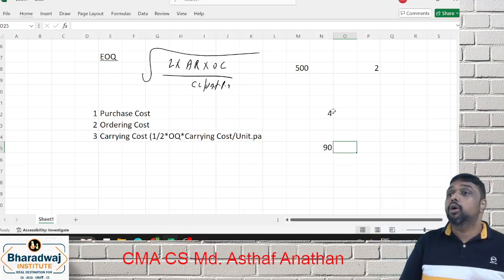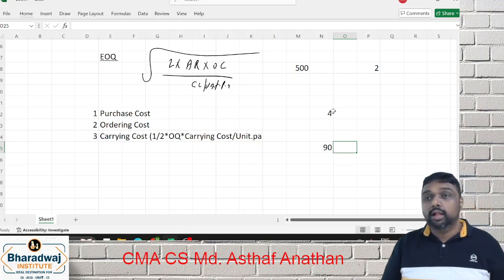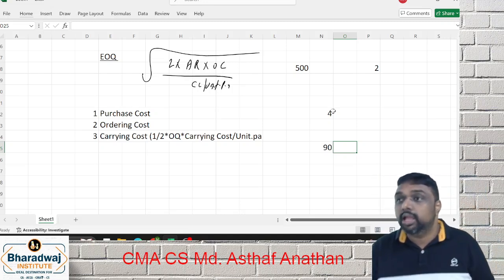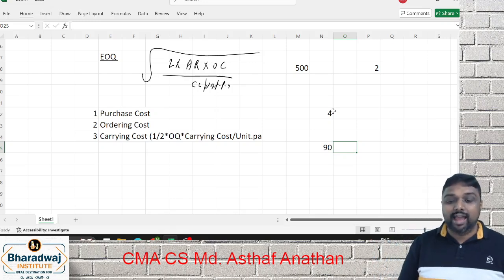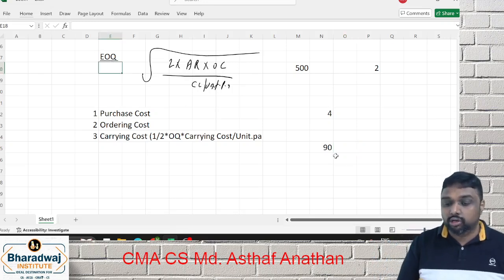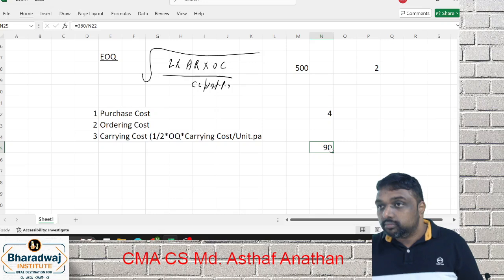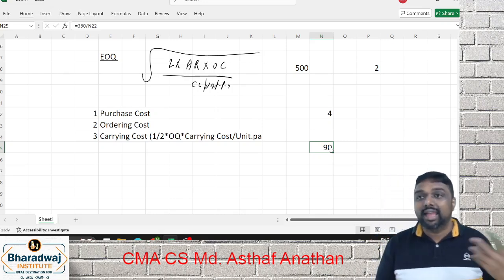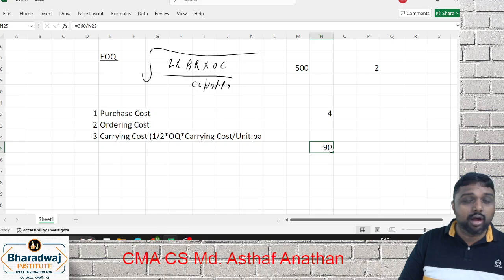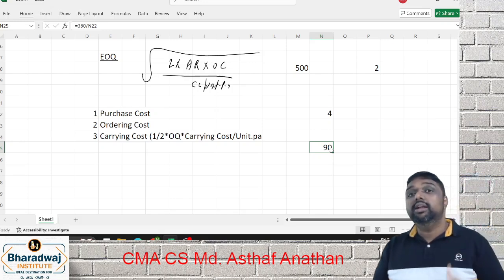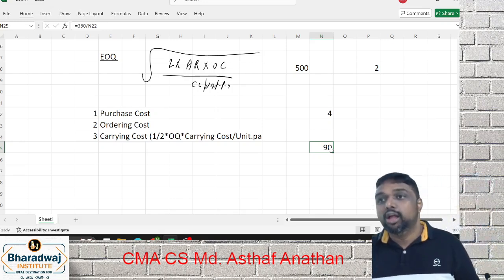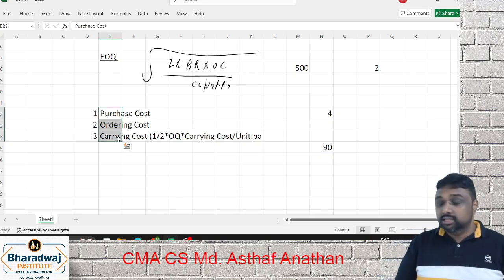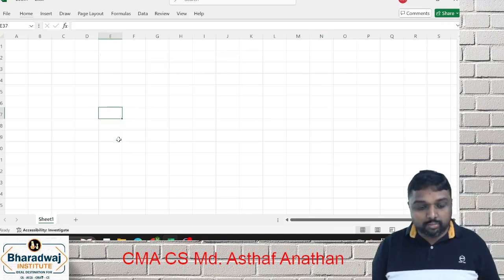So what model of question will come from this chapter? EOQ sometimes comes as a 2-mark MCQ. That is a direct question. Either computation of EOQ, or the time between two consecutive orders, or ordering cost or carrying cost, any one item they will ask. That is a 2-mark question. The other one is the 7-mark essay model question. What is the 7-mark essay model question? You have to prepare this statement. This is one model. Sometimes the question will come like this.